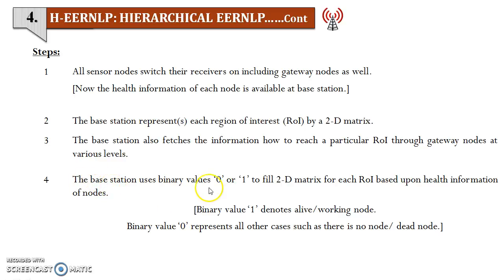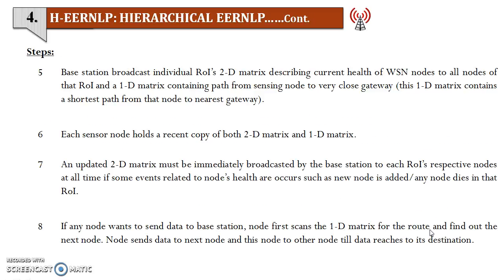The base station uses binary values 0 and 1 to fill the 2D matrix for each region of interest based upon health information of nodes. Binary 1 denotes a live or working node. Binary value 0 represents all other cases, such as there is no node or a dead node. These are the other steps: the base station broadcasts to each region of interest, describing the current health of WSN nodes to all nodes of the region of interest, and a 1D matrix containing the path from sensing nodes to a very close gateway.